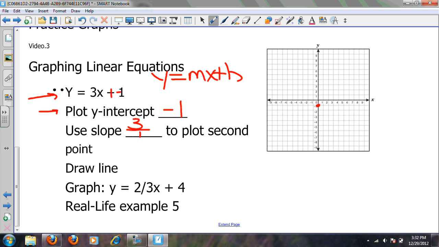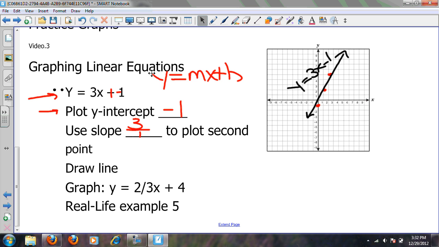3 over 1. So that means I'm going to rise 3, 1, 2, 3, and I'm going to run 1, and I'm going to put a dot. And I can just leave those 2 dots, or I can do another rise 3, 1, 2, 3, run 1. Notice those 3 red dots seem to make a line. Going to draw a line best I can freehand. Notice I put arrows on the end of the line. I didn't just stop at those points. This line is y equals 3x minus 1.